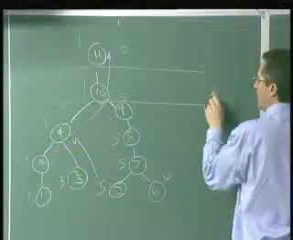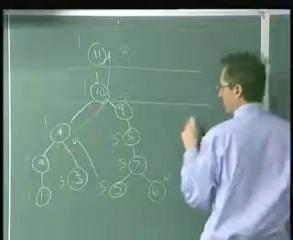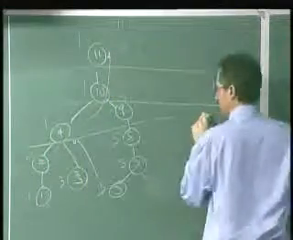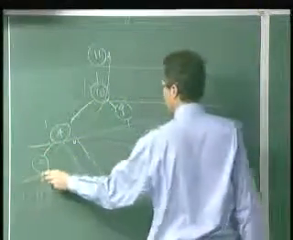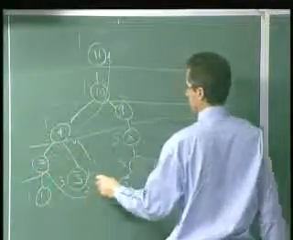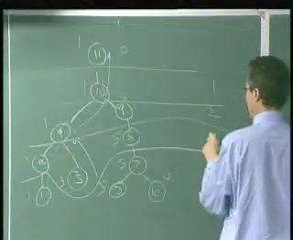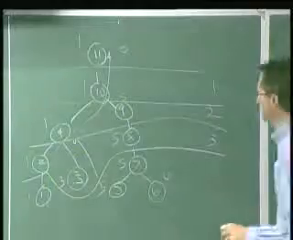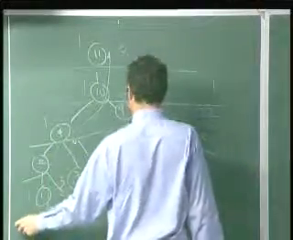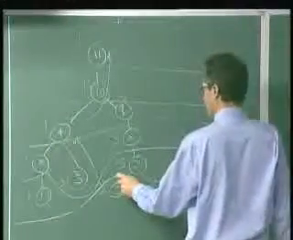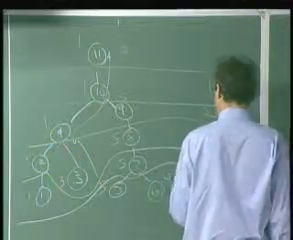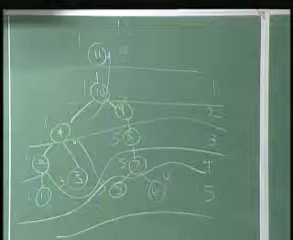This will have level 1, and I've drawn this poorly. This will have level 2. These nodes will have level 3. Let's see. These will have level 4, and these I want to have level 5. So that's what I'd like to compute.